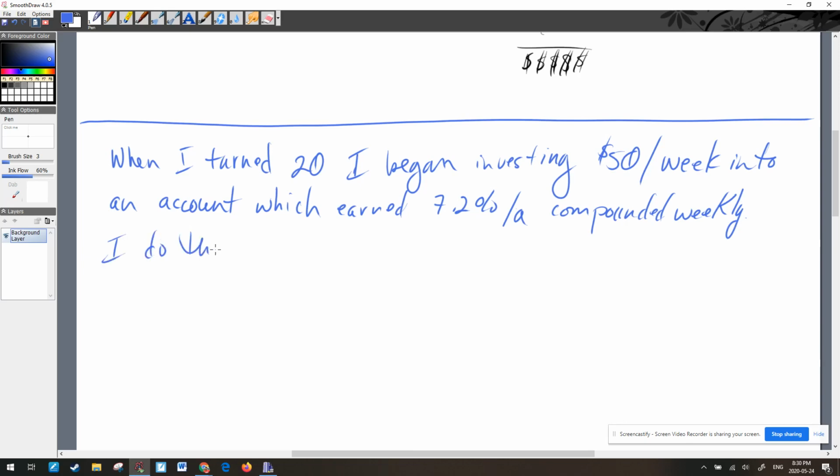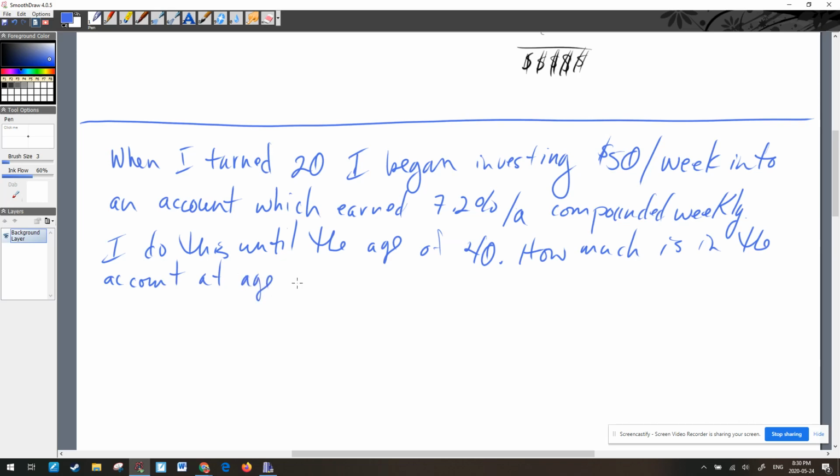I do this until the age of 40. How much is in the account at age 40? I invest at the end of every week. So go ahead, solve for how much do I have at the age of 40 when I get there.